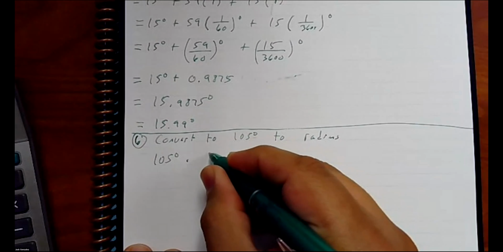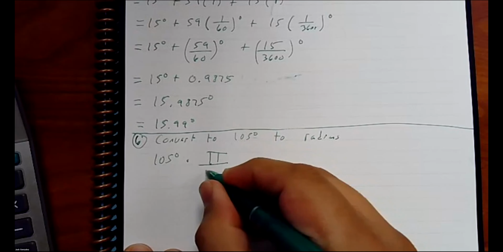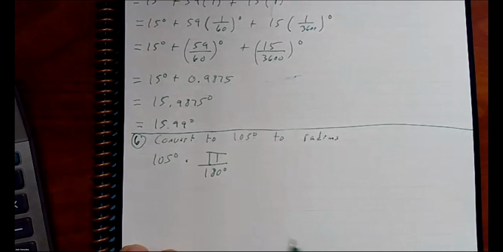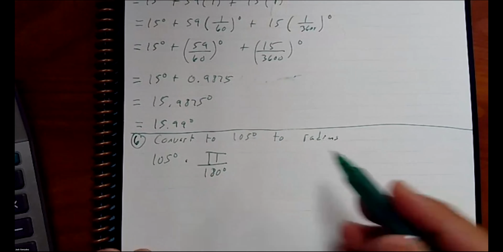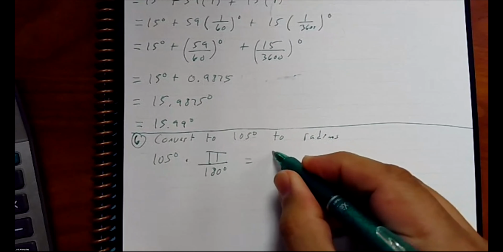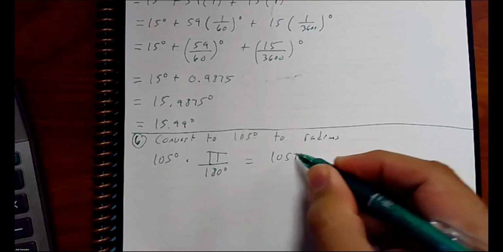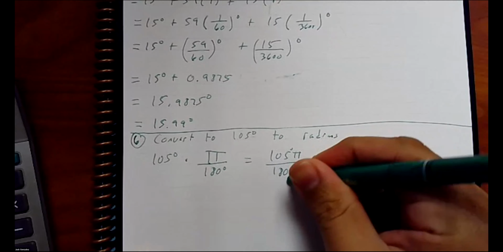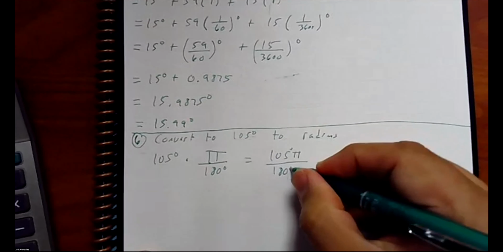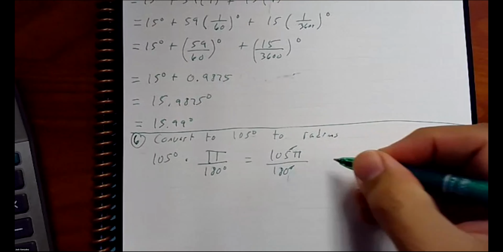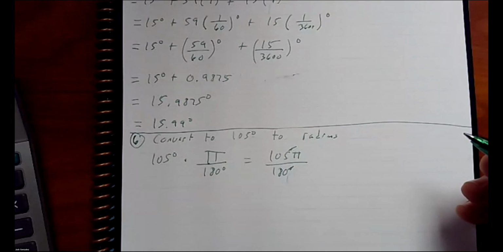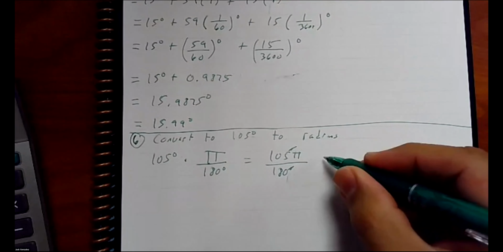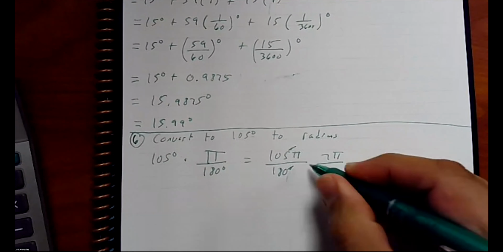So in order to do so, you multiply by the conversion factor, pi over 180 degrees. I want to cancel degrees, so it's on the bottom. So we get 105 pi degrees over 180 degrees. So these are gone. That'll reduce to 7 pi over 12.